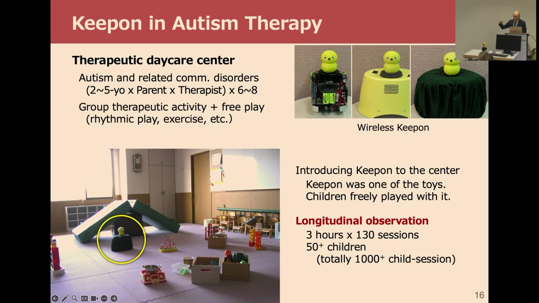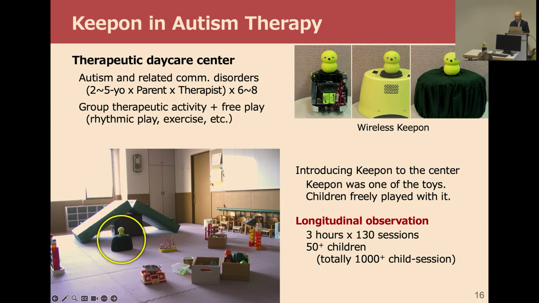This photo on the left bottom shows the therapeutic daycare center where we observed the interactions with the autistic kids. There, usually autistic children at the age of 2 to 5 years old come with their parents and a therapist, one-to-one, and 6 to 8 such couples engage in group therapeutic activities and free play in a large playroom.